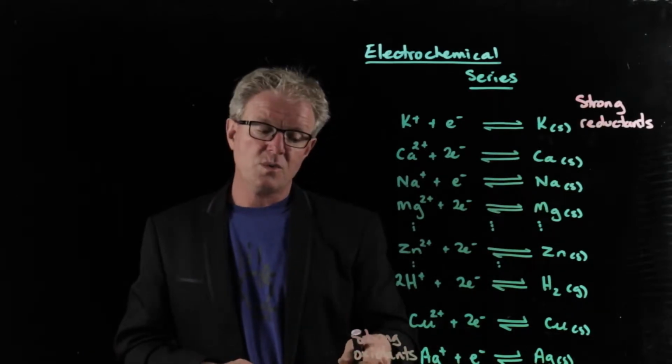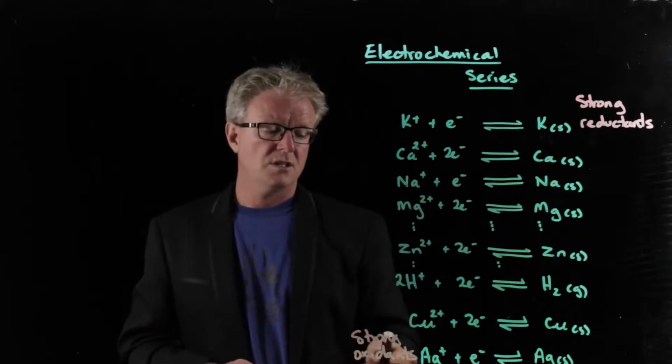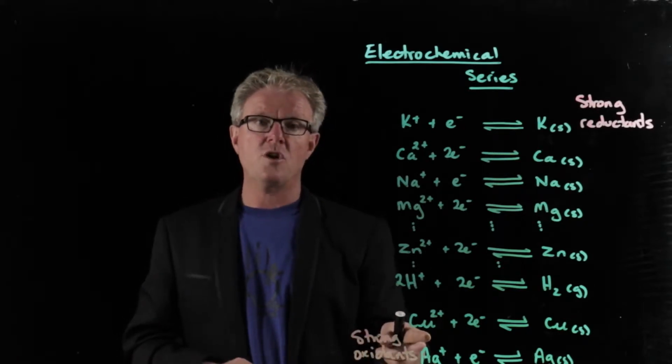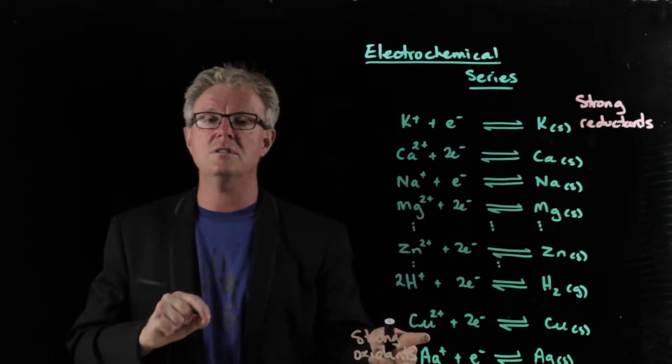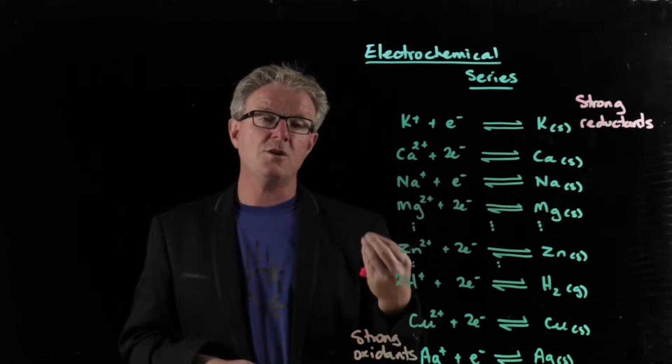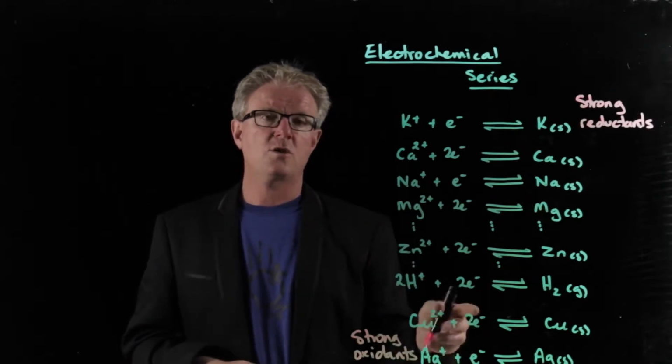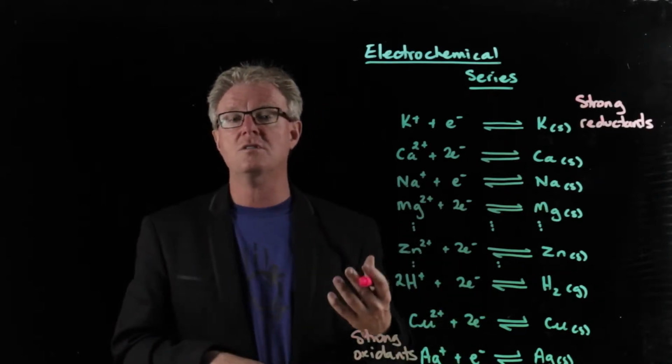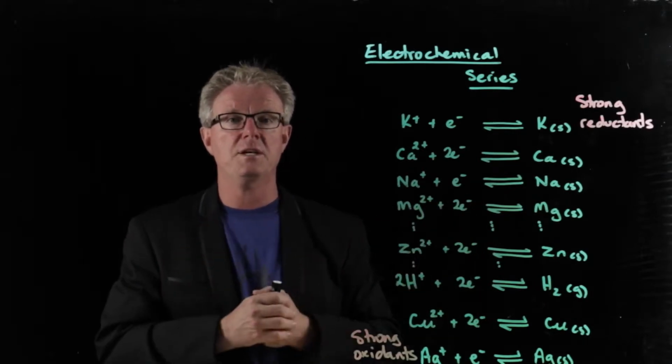On the other side of the coin we could say these are strong oxidants. So in other words, copper is a very strong oxidant. Now remember, an oxidant is a chemical that itself is reduced and causes another chemical species to be oxidized. So depending upon how you think about it.